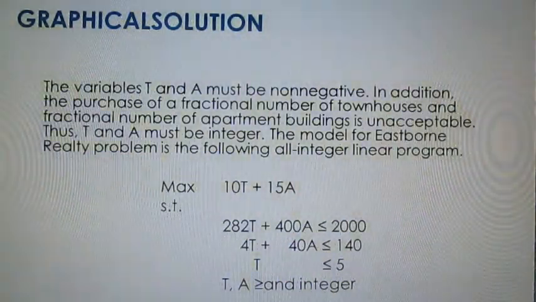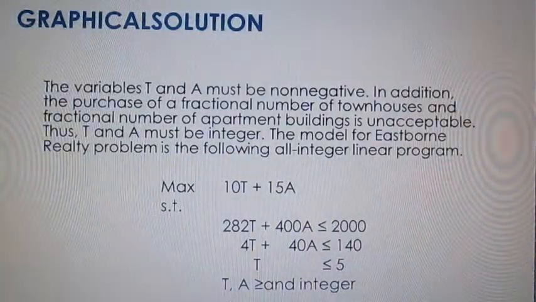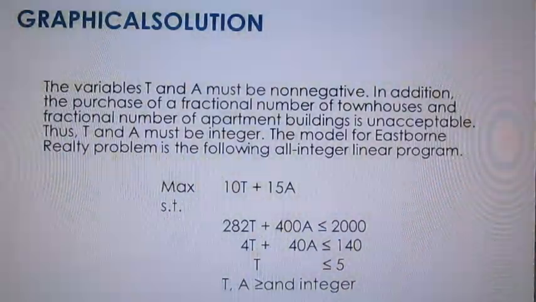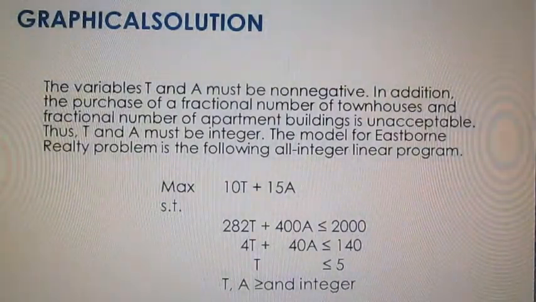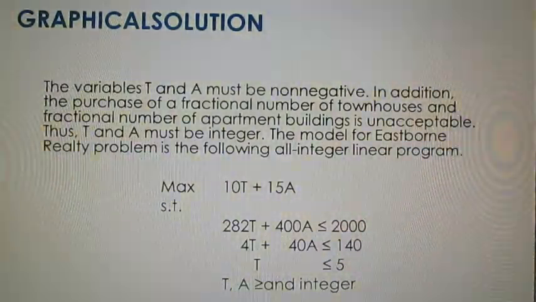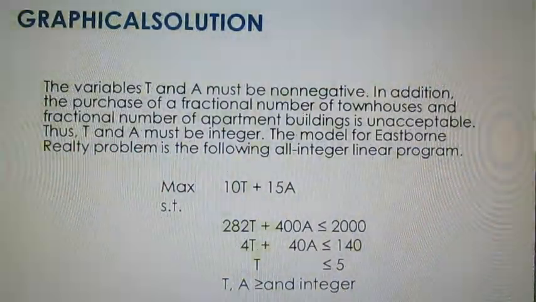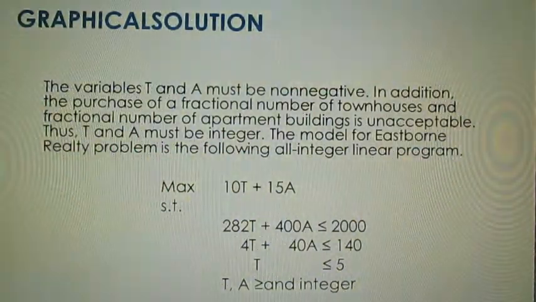So, yung Eastbourne Realty problem, siya ay all-integer linear program. Kasi, yung townhouses tsaka yung apartment buildings na bibilin dapat ay whole number. Hindi naman pwedeng bumili ng kalahating townhouse lang or fractional part lang ng apartment building.